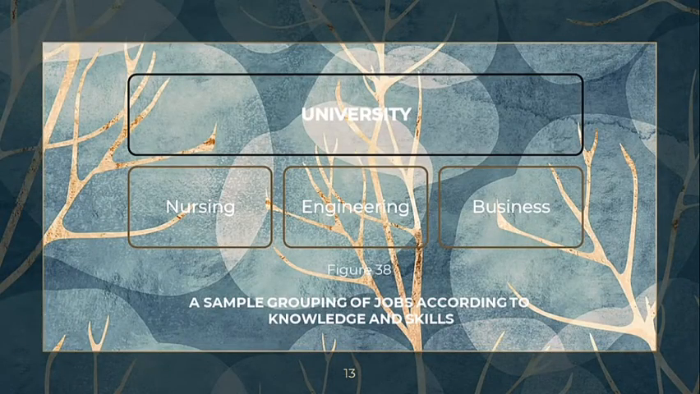So we have here an example of grouping job structure according to knowledge and skills. As you can see, the university is assigned to specialized departments, which are nursing, engineering, and business. So this department should take advantage of specialization. It permits people to work in individual departments and gain experience and expertise as well in handling things over there.